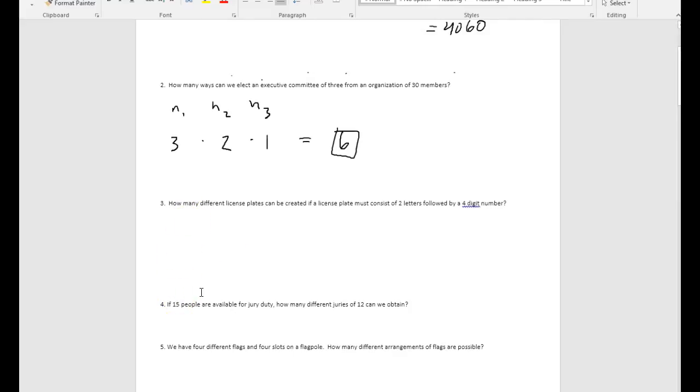Number 3, how many different license plates can be created if a license plate must consist of 2 letters followed by a 4-digit number? Okay, so I'm just going to say we'll call that a symbol for a letter. I actually don't know what a symbol for a letter is, so we'll just say an @ symbol, dash, number.